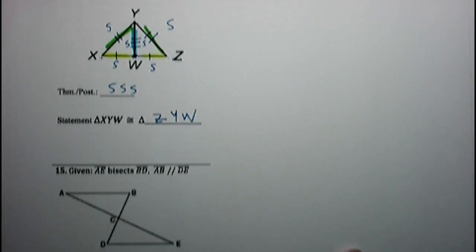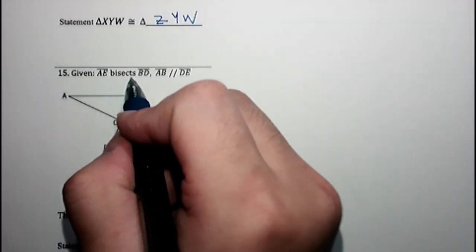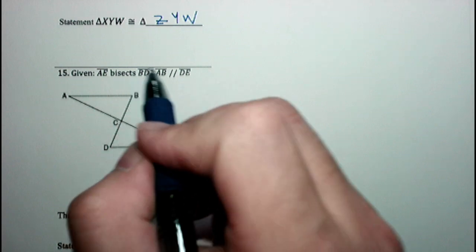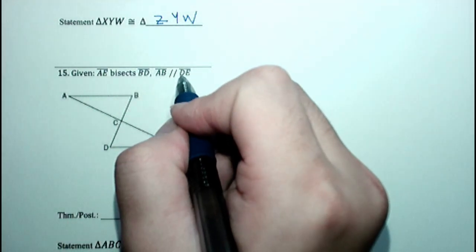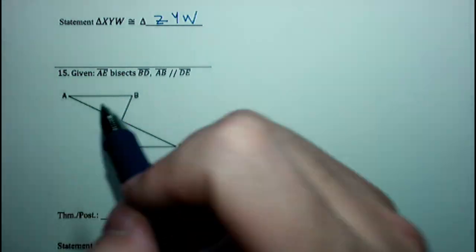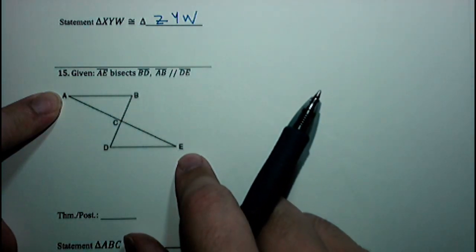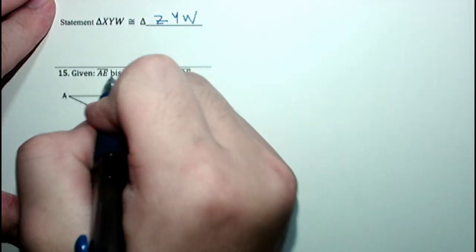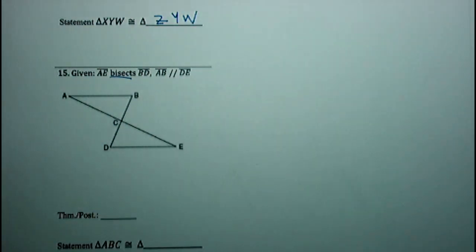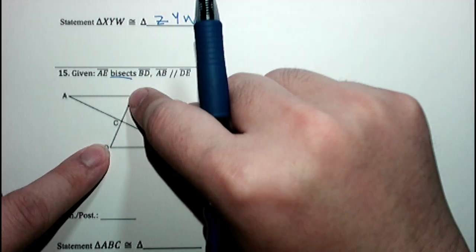Number 15, line segment AE bisects line segment BD, and line segment AB is parallel to line segment DE. So line segment AE is going to bisect line segment BD. Remember, bisecting means it's going to split an object into two congruent parts. Since this is going to bisect BD, it's going to create a midpoint.